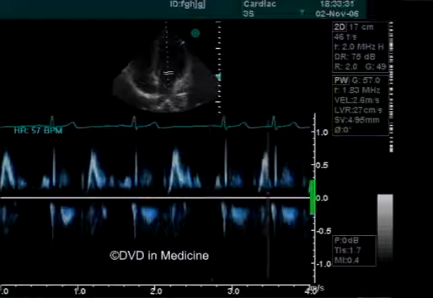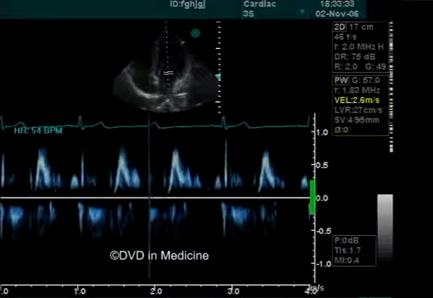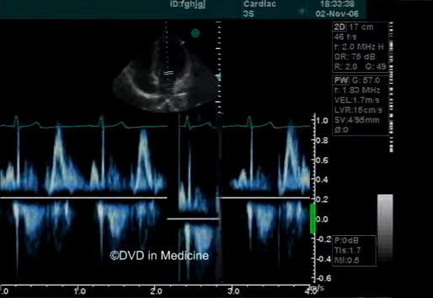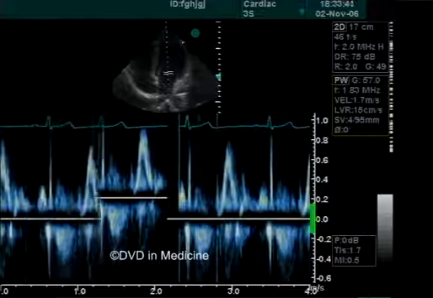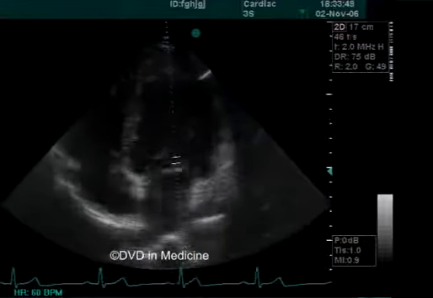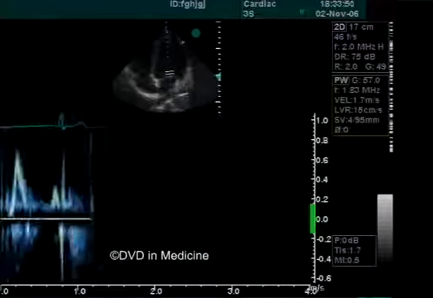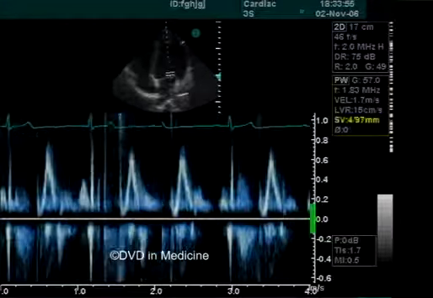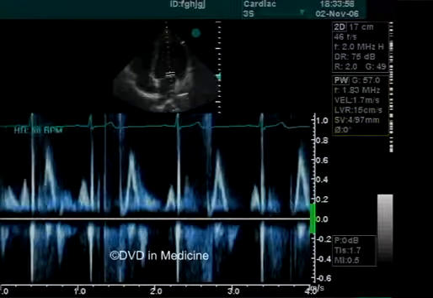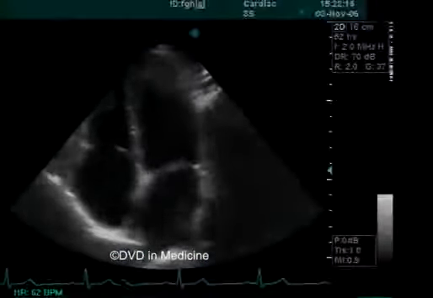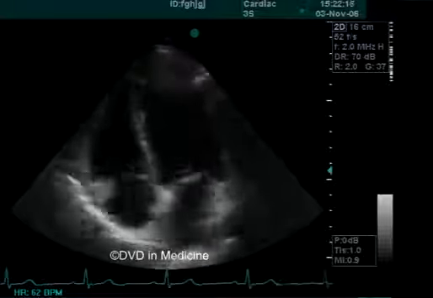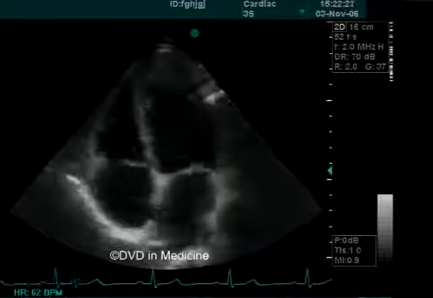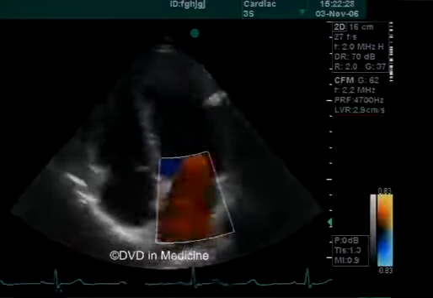When one is performing a Doppler recording of blood flow through the mitral orifice, one should place the sample volume at the tips of the mitral leaflets. This transmitral Doppler waveform allows us to assess the left ventricular diastolic function. In the presence of mitral regurgitation, one will register turbulent regurgitant flow in the systole.